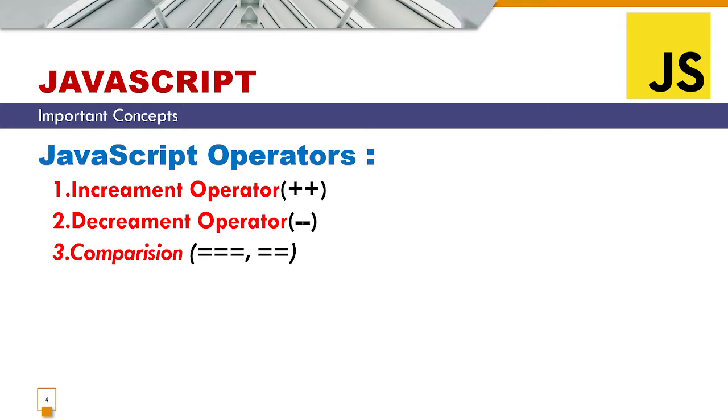The third concept is the comparison operator. We use these things in JavaScript. If you want to check the first variable value and the second variable value, and compare whether the two values are equal or not, in that case we use the comparison operators. Let's go to my notepad and I will discuss with you in my programming code.